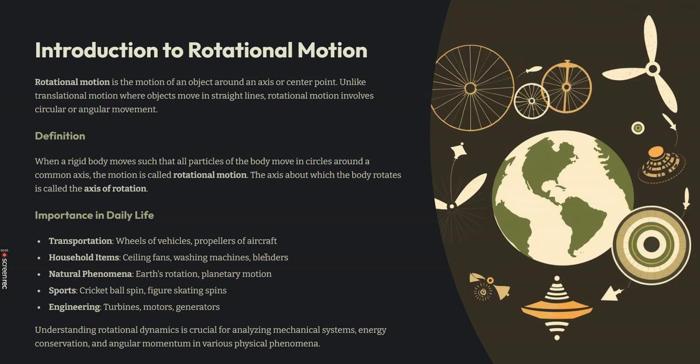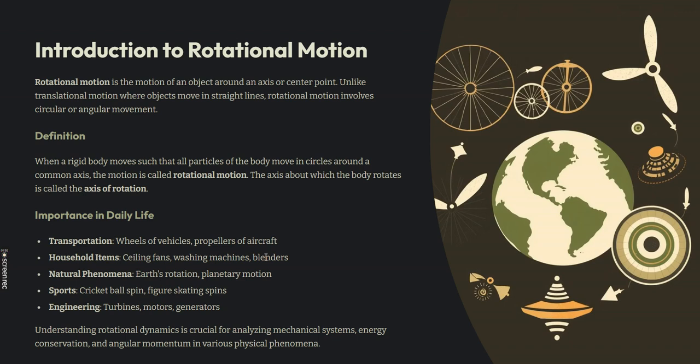Definition of rotational motion. When a rigid body moves such that all particles of the body move in a circle around a common axis, the motion is called rotational motion. Just like the pedal in our bicycle. The axis about which the body rotates is called the axis of rotation.